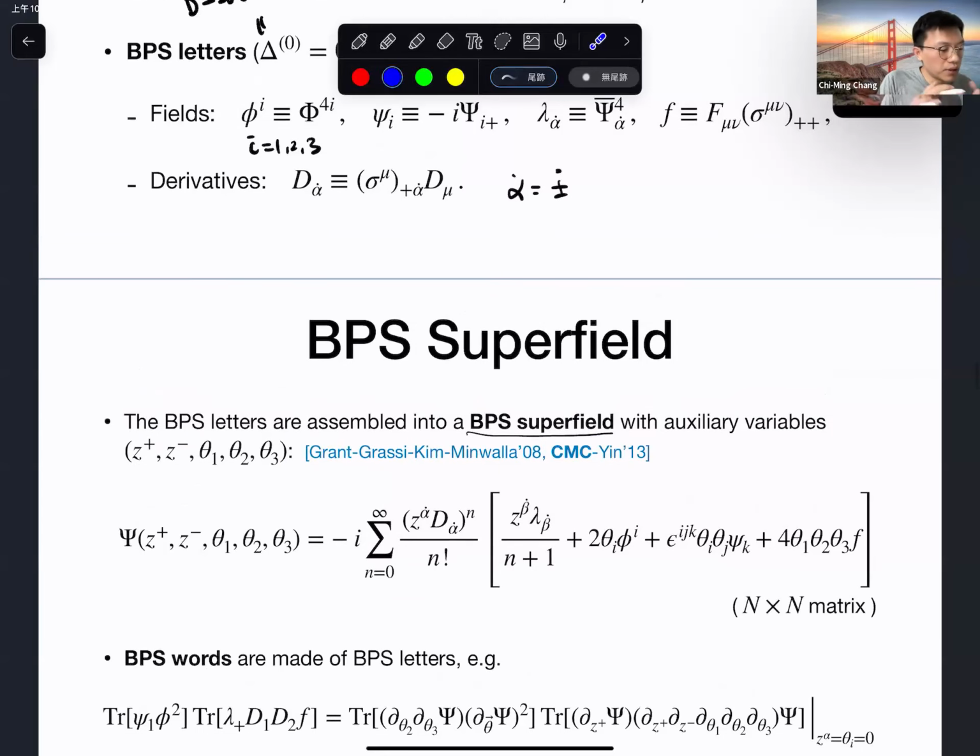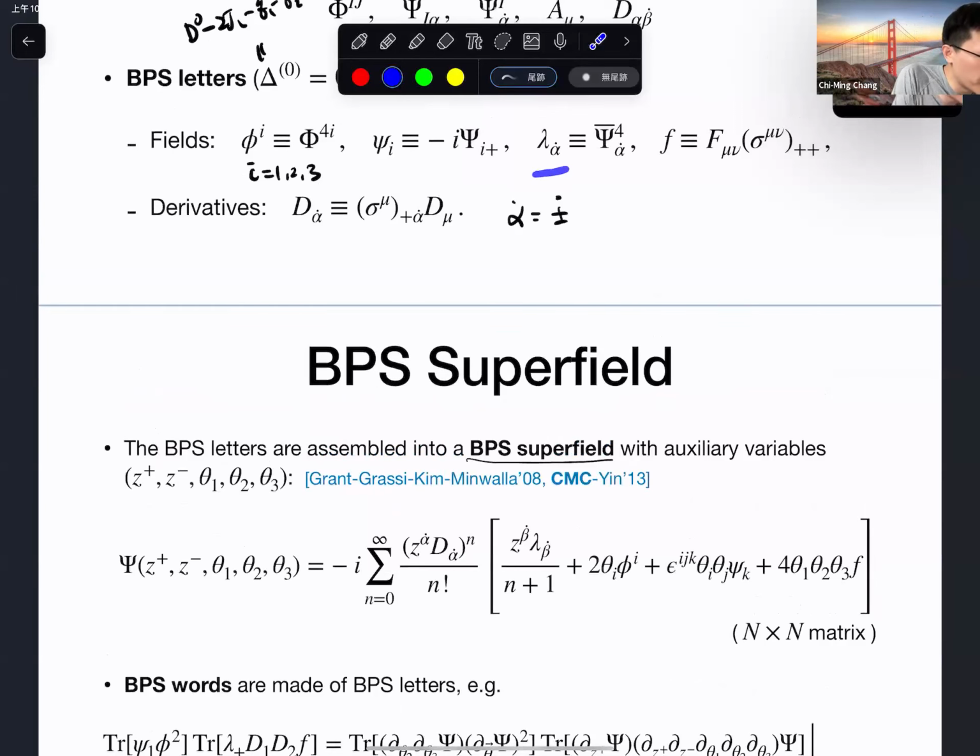And the way we assemble these BPS letters is that we first contract the alpha index from the exterior derivative or this lambda with the z variable. So basically, the z variable will take care of how many covariant derivatives we have, and then we contract all the I indices with the theta variable, and because they are Grassmann variables, we only have this finite expansion, and you can see that all these BPS letters nicely fit into the component fields of this superfield.